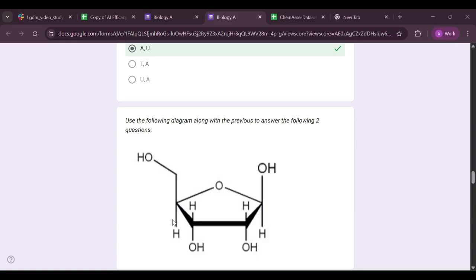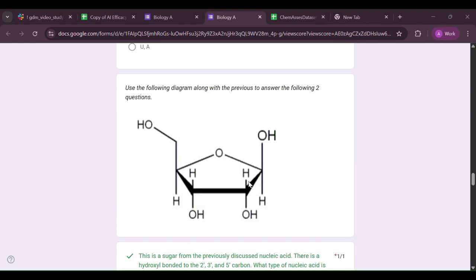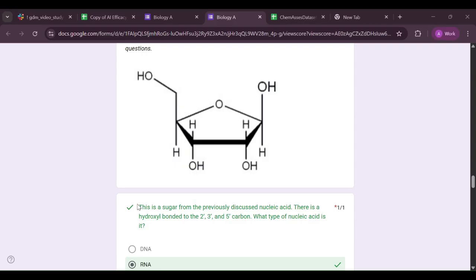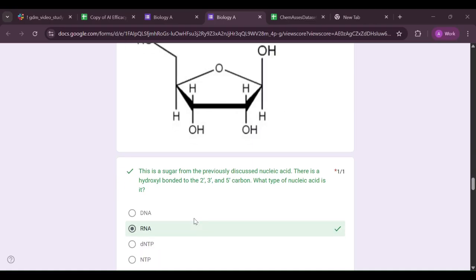So based on this image of the sugar, we can see that it is not a deoxyribose sugar, it is a ribose sugar, which is present in RNA. So this is a component of RNA. The question is, this is a sugar from the previously discussed nucleic acid. There is a hydroxyl bonded to the 2', 3', and 5' carbon. What type of nucleic acid is it? It is none other than RNA.